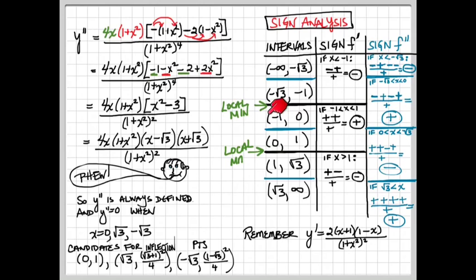So that means that we have a local minimum here at negative 1 as we go from decreasing to increasing. We have a local max at x equals 1. And since the sign of the second derivative changes, we have inflection points at negative square root of 3, 0, and square root of 3.